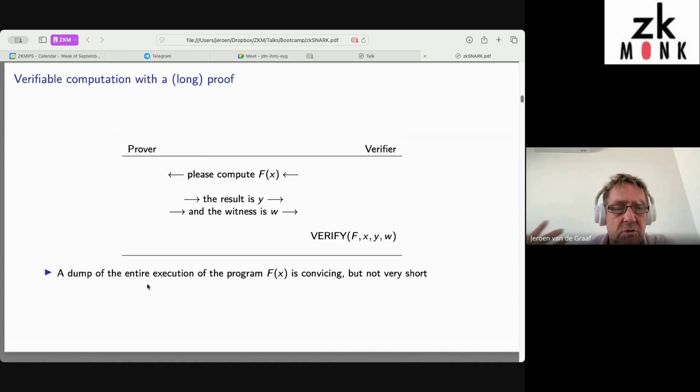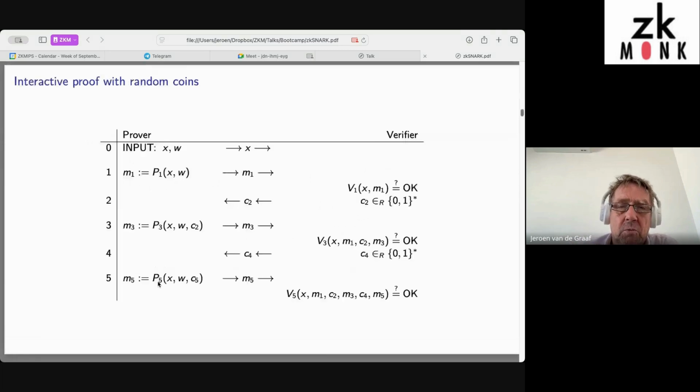Now, a trivial way to do this is that the prover gives the entire execution dump of the program that's been executed. But the problem is that that's not very short. It is sort of the trivial proof that the computation is correct. Sometimes it's called that, the trivial proof. The trivial proof is very convincing, but it's not very short.